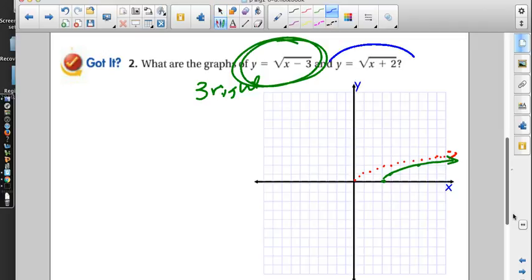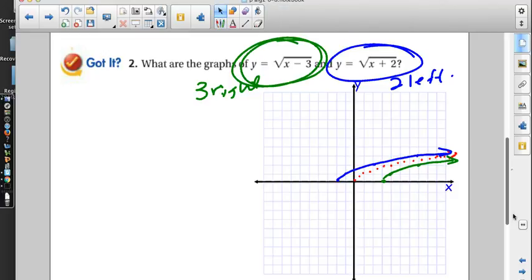Switch your colors. Square root of x plus 2, where's it going? That's not bad, right? It's all about that parent. If you know what that parent is doing, then it's just a matter of counting.